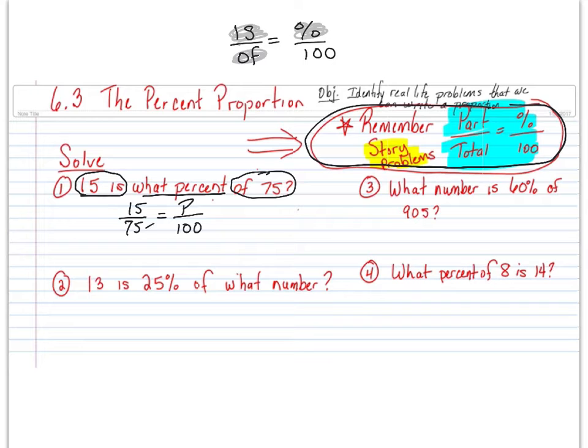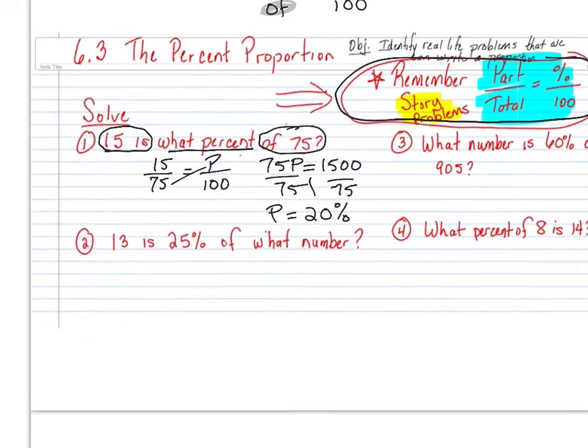How do we solve this? We cross multiply. So we get 75P equals 1,500. Divide by 75. And P is going to equal 20%. Don't forget the percent sign.